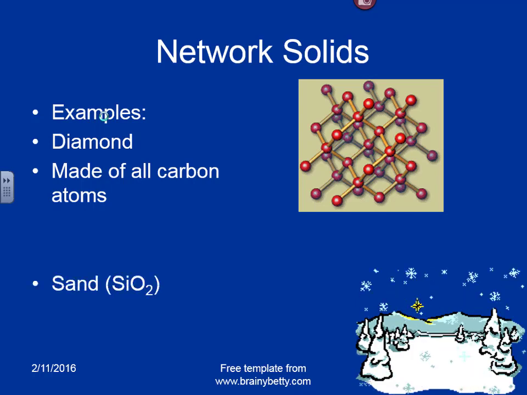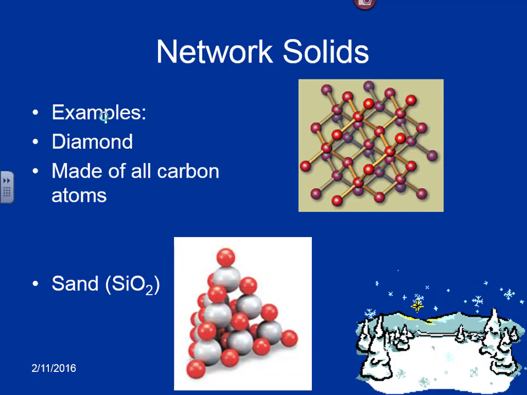The other network solid that I have for you as an example is sand, which is silicon dioxide. And this one's a little bit more of a triangle or a pyramid. There's oxygen and then there's silicon, 2 oxygens to every silicon. So when you're looking at a grain of sand, you're looking at a molecule. And when you look at a diamond, you're looking at a molecule. That's kind of cool.